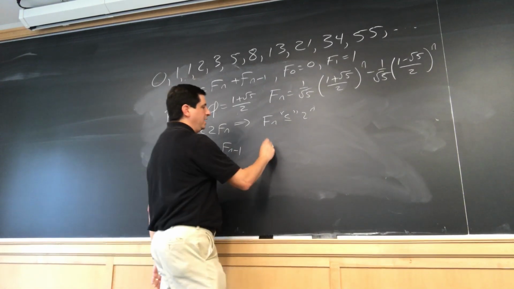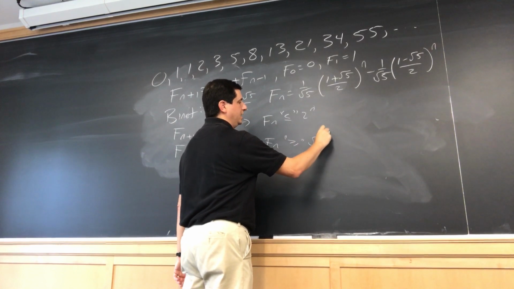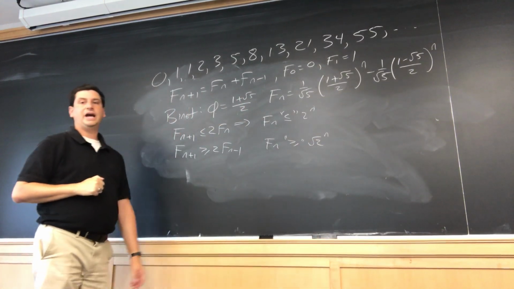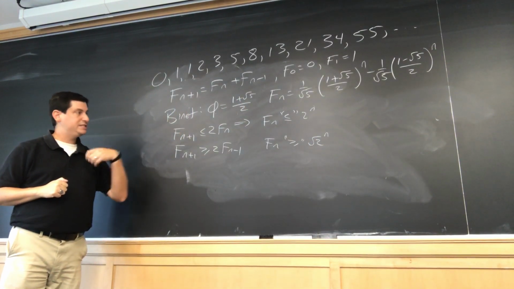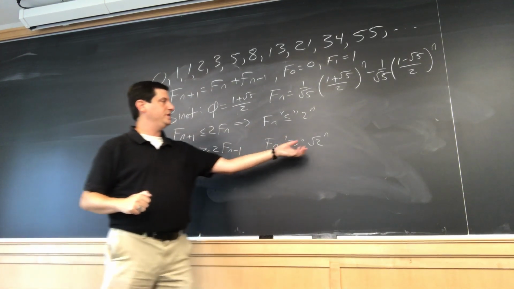So I should be getting maybe Fn is greater than or equal to the square root of 2 to the n. And this is giving you that the Fibonacci numbers seem to be growing geometrically, somewhere between root 2 to the n and 2 to the n.